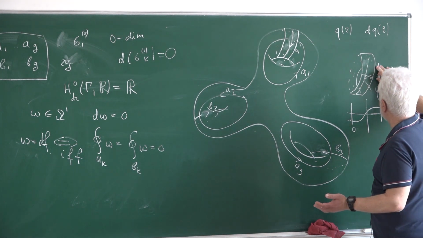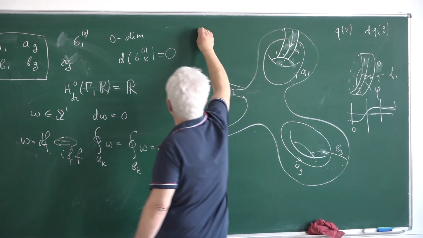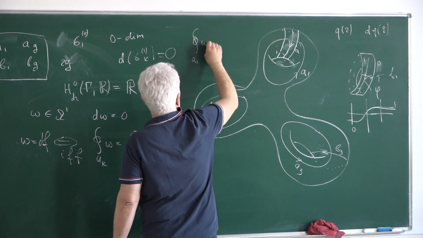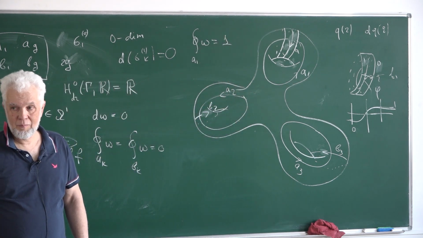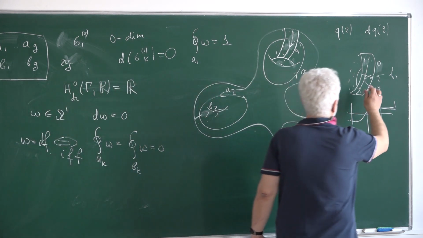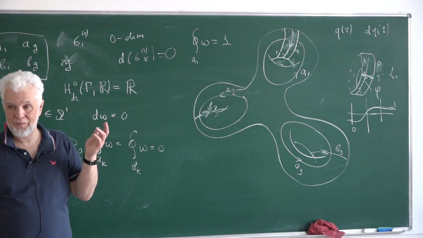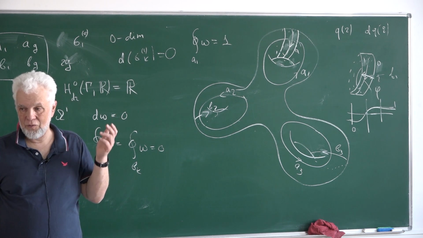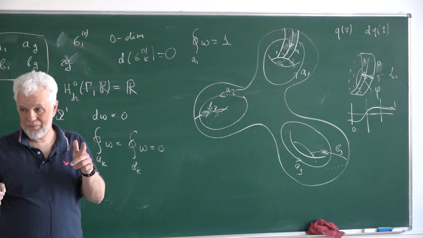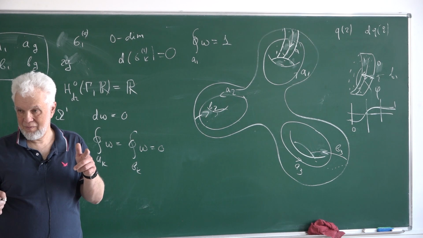Sorry, the opposite direction. 0, 1. First of all, we agree, because A1 goes this way. A1 goes this way, you see. The cycle A1 goes this way. Okay? So the integral over A1 is the difference of the function. That is clear.